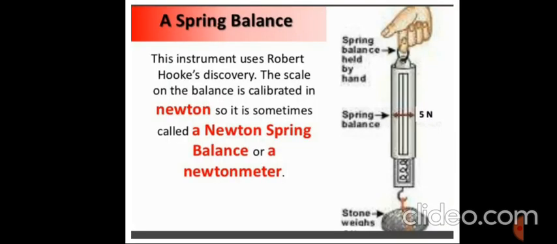Spring balance. This instrument uses Robert Hooke's discovery. The scale on the balance is calibrated in newtons, so it is sometimes called a Newton spring balance or a Newton meter. The scale of a spring balance moves when someone pulls it from one end. Spring balance is used to measure the applied force. Since weight is a force, we can use a spring balance to measure our weight.